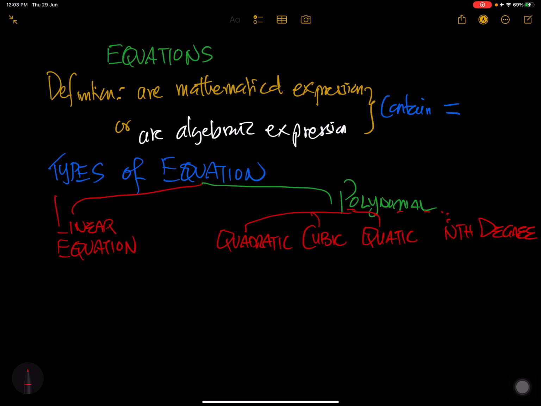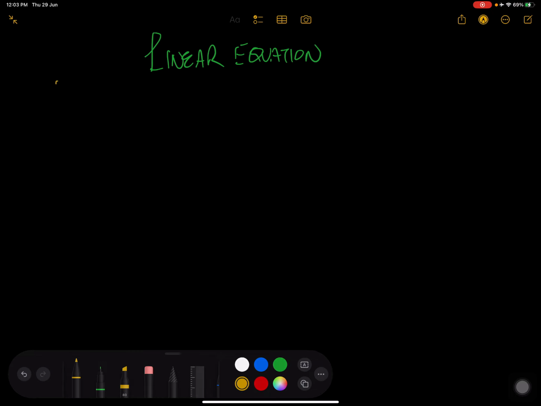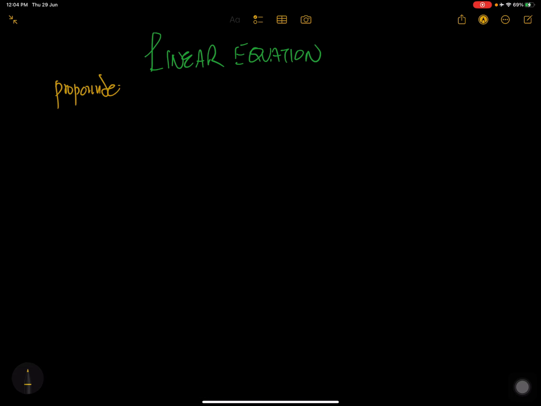So we are going to go straight into linear equations. Our focus now is going to be linear equations, and linear equations were propounded by Sir William Rowan Hamilton. He's the one who founded this, and we've already looked at the definition.